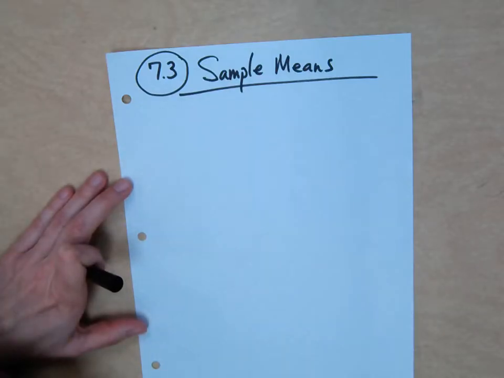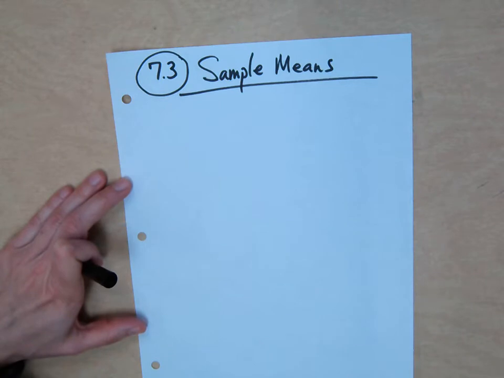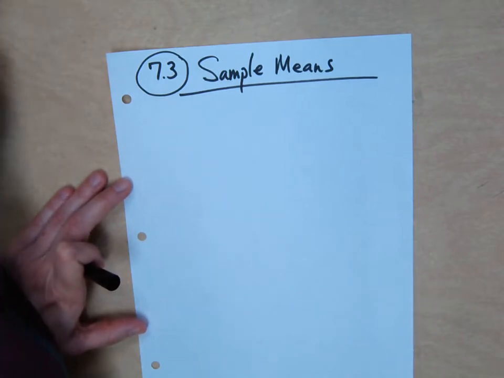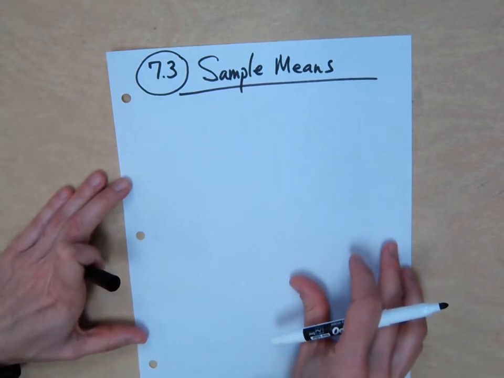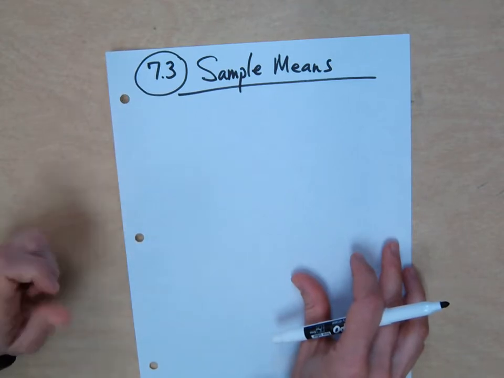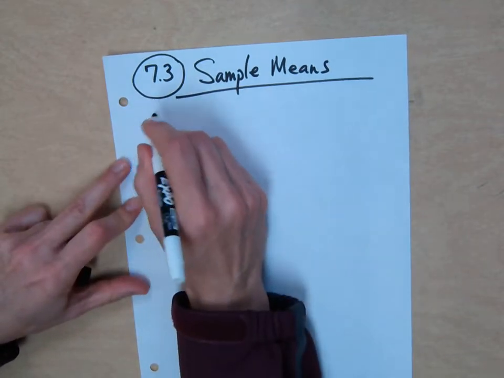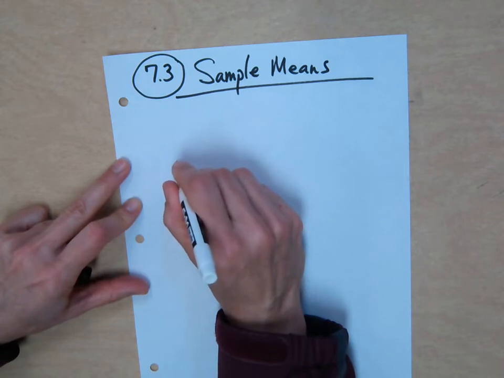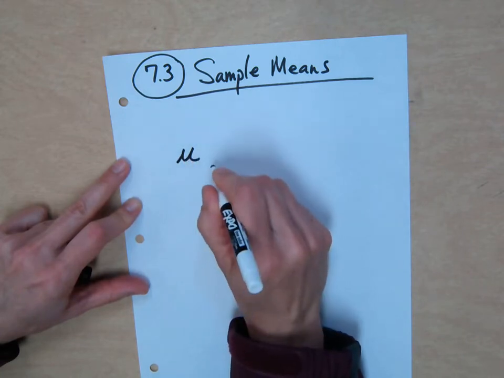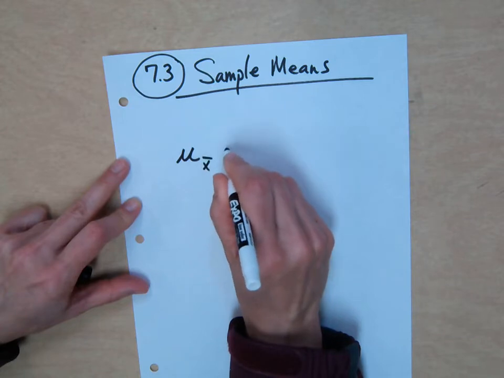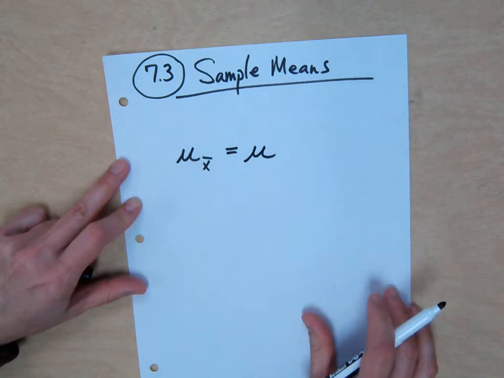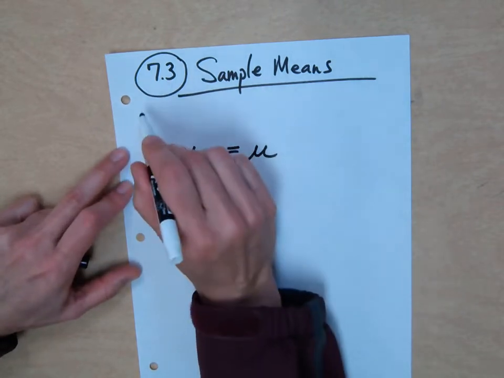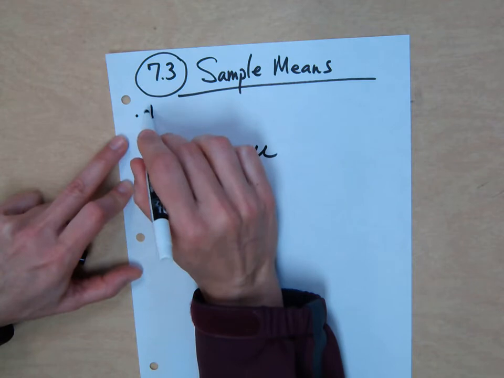Section 7.3, sample means. These notes are going to look a lot like the ones from 7.2 on sample proportions, because there's a formula for the mean and the standard deviation. The formula for the mean looks very similar. So it is this: the mean of the sampling distribution of x bar is equal to the population mean. I want to write out the words for that, just so you know what that formula means.